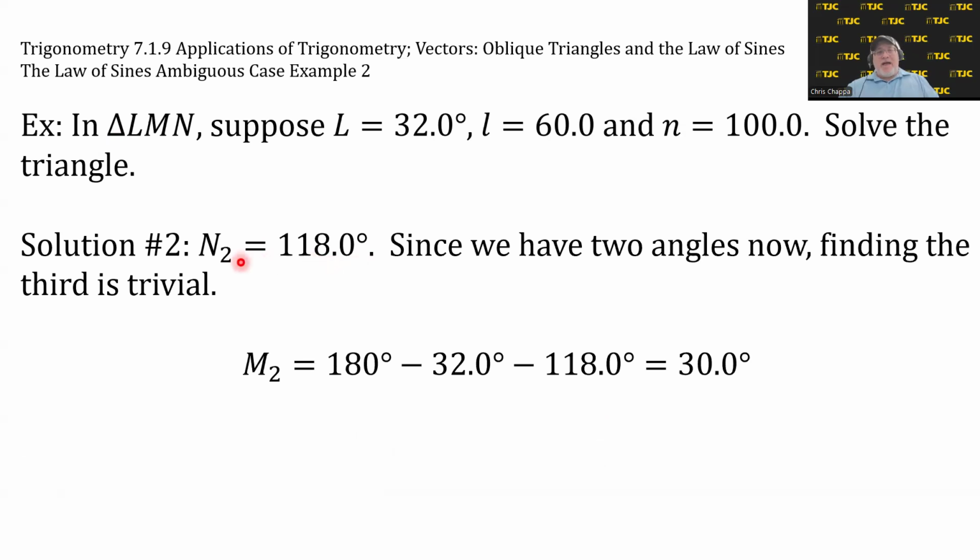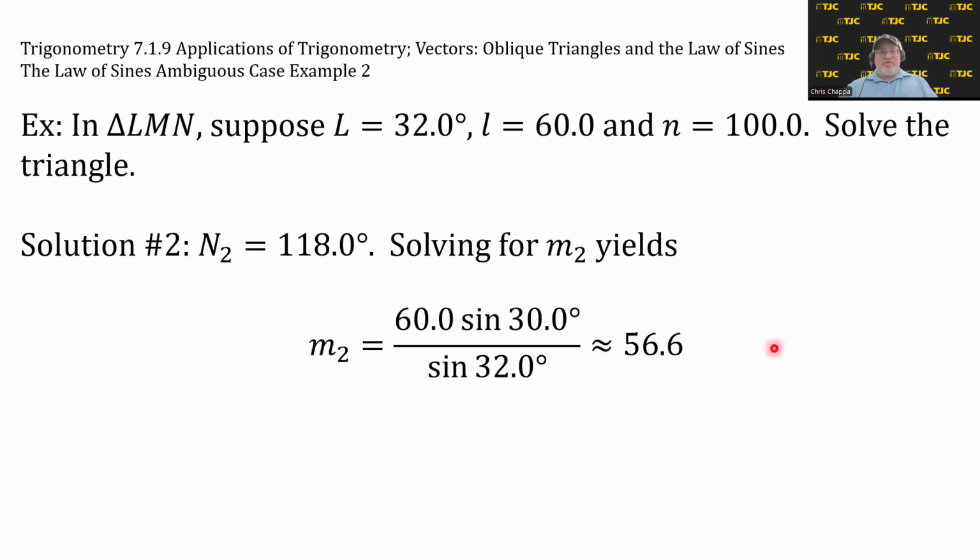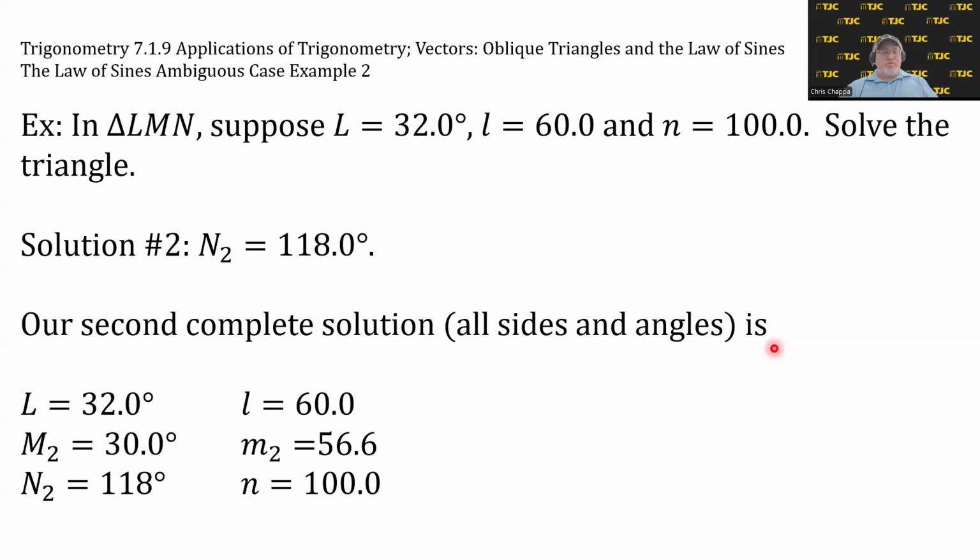So following the same path, if the second value then was 118.0 degrees, then our second angle M was 30.0 degrees. And then we could set up the law of sines again, but this time use 30.0 degrees. And we'll get M2 is about 56.6, giving us our second complete solution. Now, I know I went through that pretty quickly, but it's fairly straightforward at this point. This is kind of showing you the path that you would take.